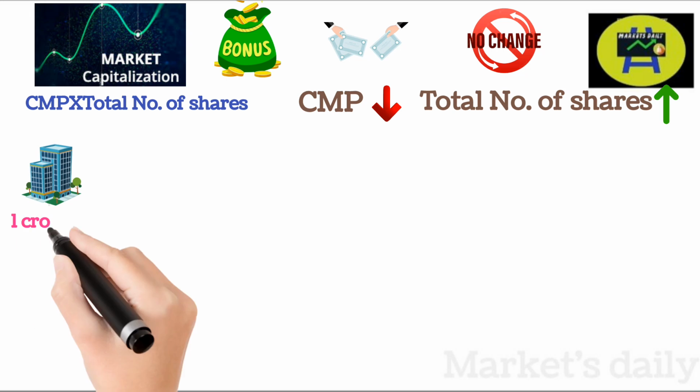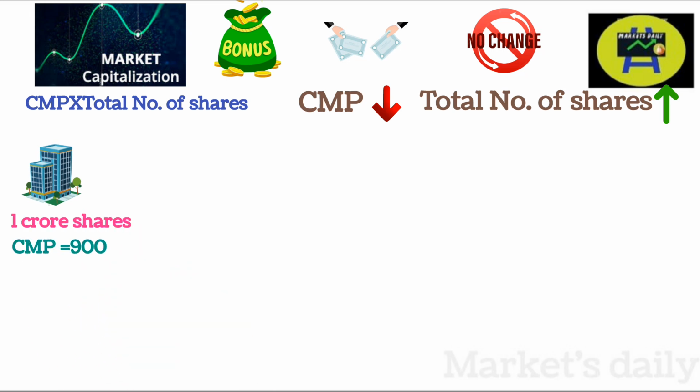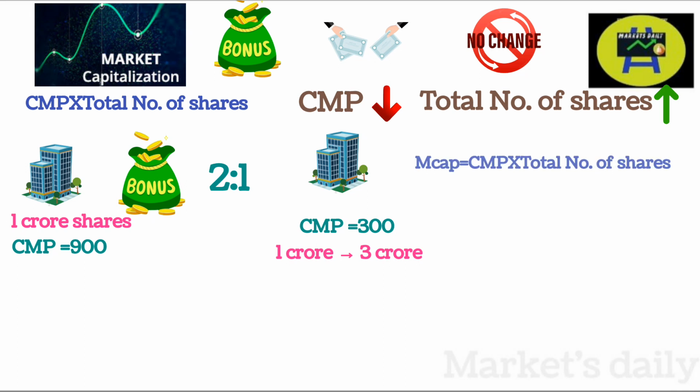Let's assume a company X has 1 crore shares and the current market price is 900 rupees, and the company has announced a bonus of 2:1. Now, the current market price of the stock would get changed to 300 rupees and the total number of shares would get increased to 3 crores. And when we calculate the market capital, it would still remain as 900 crores. That is 300 rupees multiplied by 3 crores.